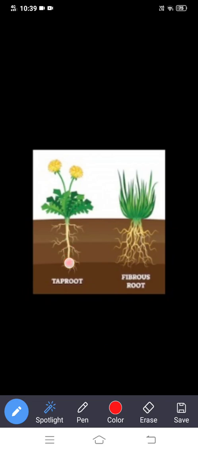Here you can see one main root. In taproot system, one main root will be there, and side roots are called lateral roots, which will have still fine hair-like structures which are called root hairs. So this type of root system which has a main root, lateral roots and root hair is called taproot system. Taproot plants can be identified by seeing just the leaves and even the seeds.